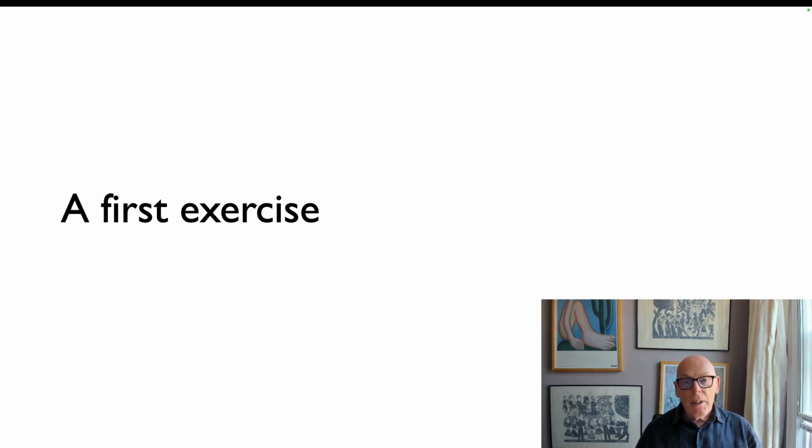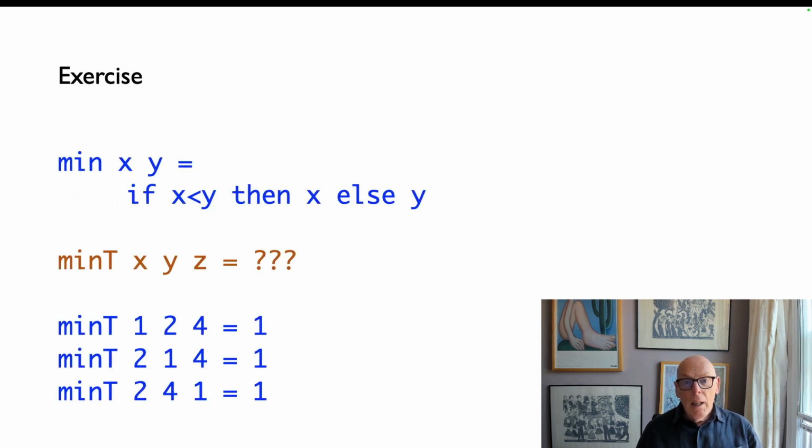Let's look at a short exercise of defining a function. So what I'm doing here is defining a function that takes the minimum of two numbers x and y. And it says if x is smaller than y, the answer is x, otherwise the answer is y. If they're the same, of course, the answer will be y, which is x. So that gives us the minimum of those two.